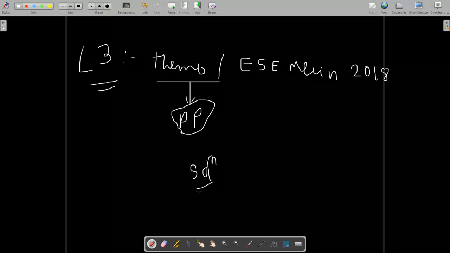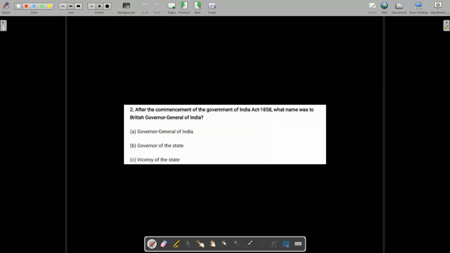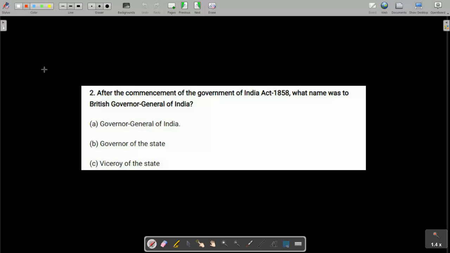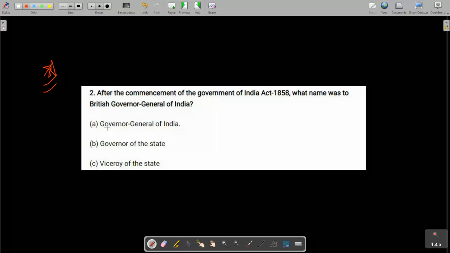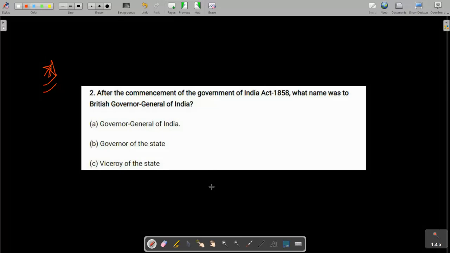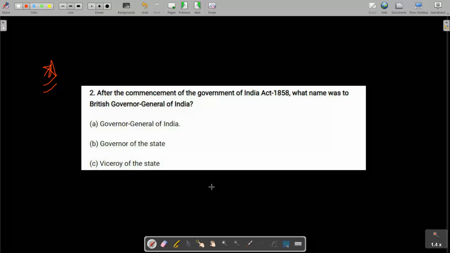So let's start. But before we start, as usual, one non-technical question for you. After the commencement of the Government of India Act 1858, what was the name of the British Governor General of India? Option A, Governor General of India. Option B, Governor General of State. Option C, Viceroy of the State. So you have to answer me in the comment box. What was the name after the commencement of the Government of India Act 1858?